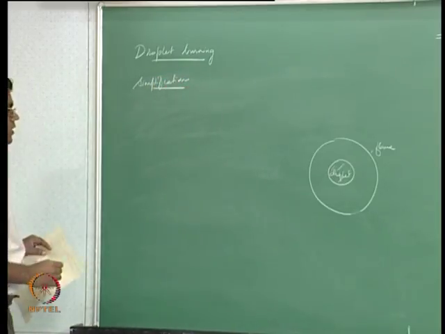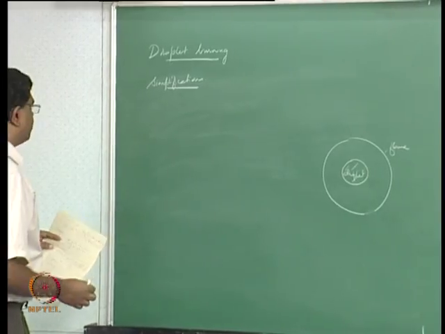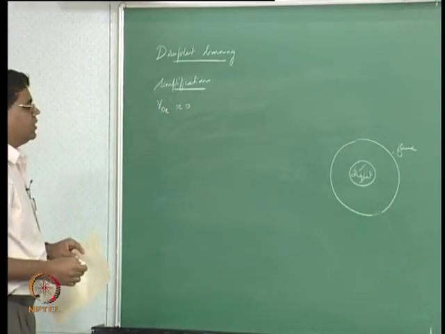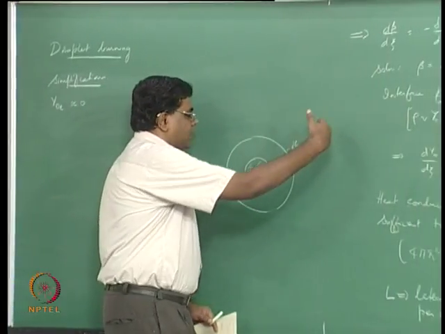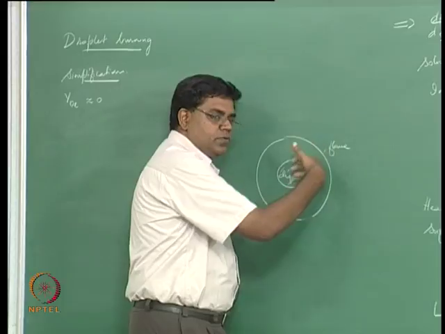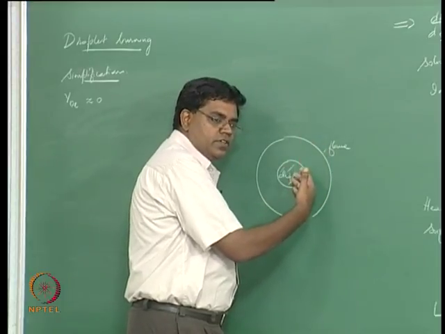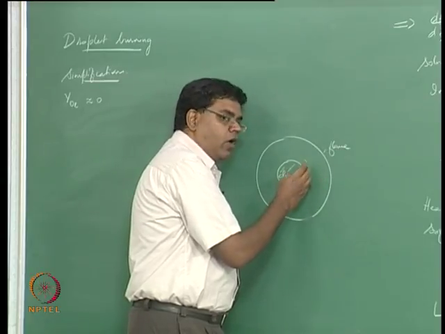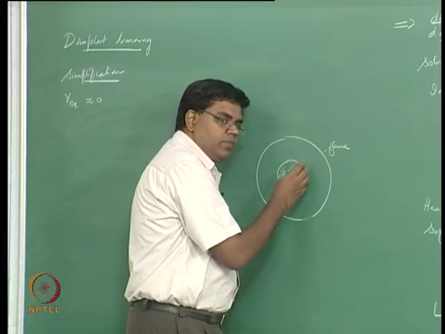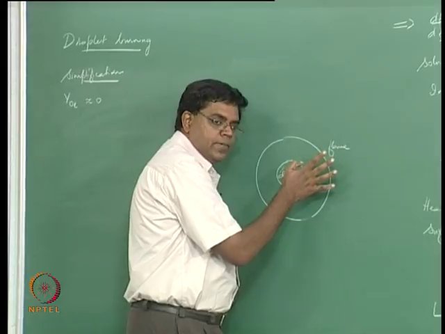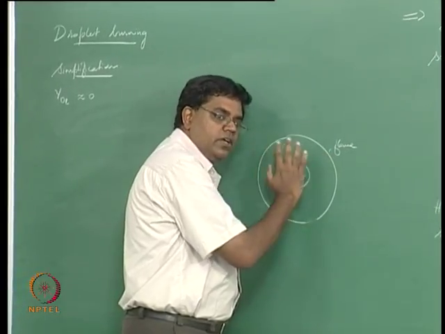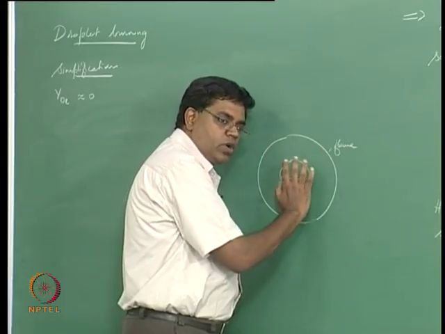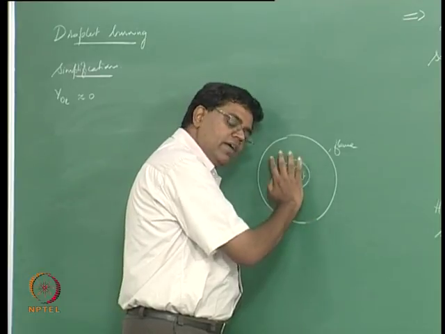So let us try to do some simplifications here. The first thing that we will say is YOL is approximately equal to 0. That means we are saying that the oxidizer, as it diffuses all the way to the droplet surface, is pretty much of zero concentration. Or put it another way, all the species at the droplet surface is going to be mainly fuel vapor. If all of it is fuel vapor, it has completely displaced all oxidizer, so you don't really have any oxidizing species. This is one way of looking at it in a mostly evaporation situation.